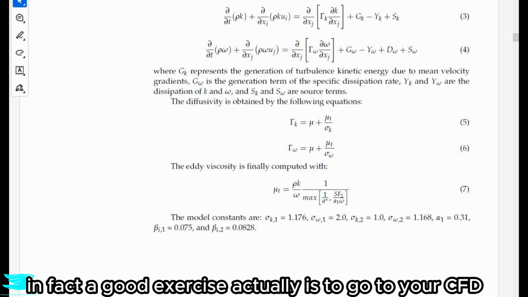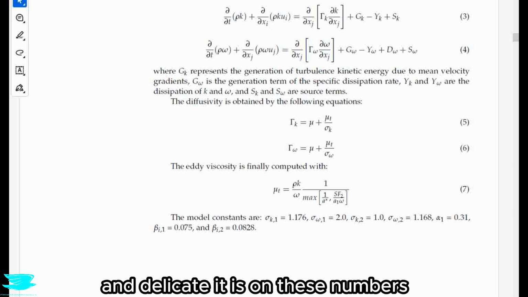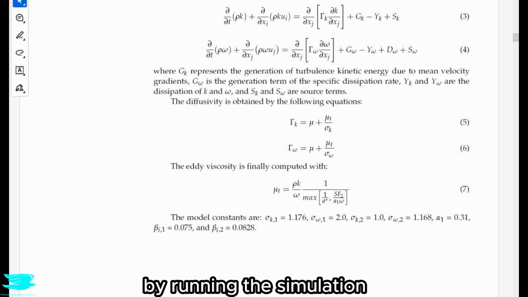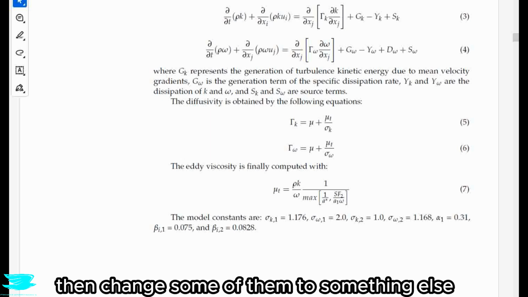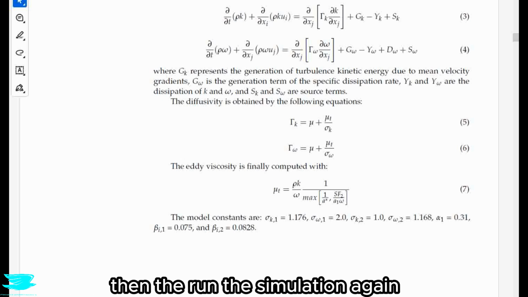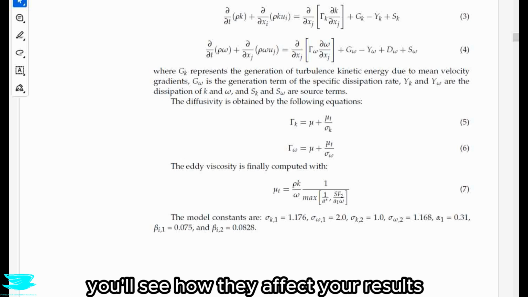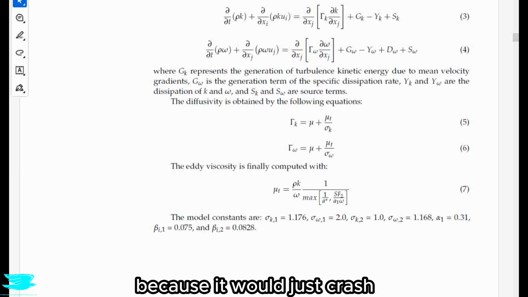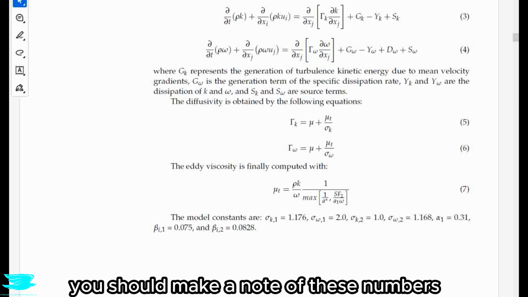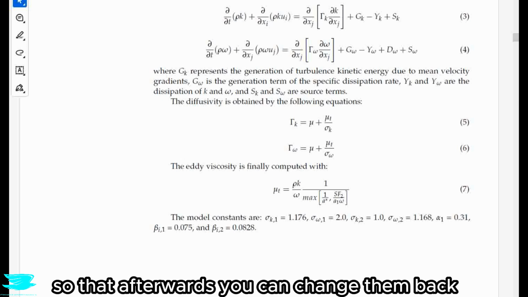In fact, a good exercise is to go to your CFD and see how accurate and delicate it is on these numbers by running a simulation with the default numbers that you have, then change some of them to something else, then run the simulation again. You'll see how they affect your results and you'll be surprised. In fact, you might not even be able to converge your simulation because it will just crash. Also, before you do that, you should make a note of these numbers so that afterwards you can change them back.